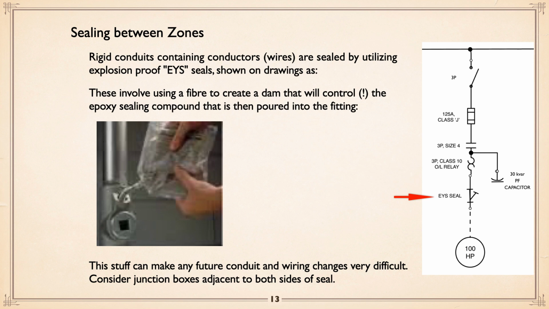So where that red arrow is, either above or below the EYS seal, usually below is where you'd go from, say, the control room to that 100-horse pump in a hazardous location, like a submersible in a wet well, and the seal is preventing gases from going. Basically, the seal has to be within a conduit length of the wet well.